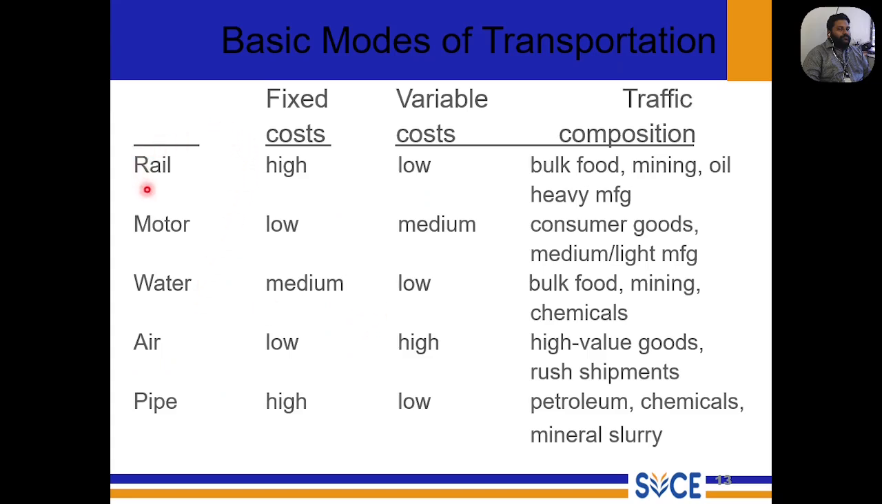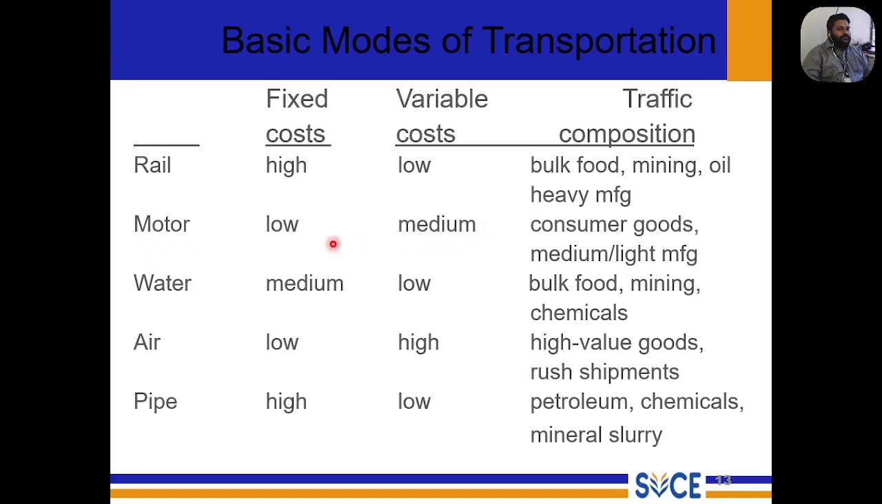When you think about the railway, the fixed cost is very high, but the variable cost is low. So what is the composition which can be used in railways? Bulk food, mining, oil, and heavy manufacturing machines can be transported by rail. When you talk about the motor carrier, low fixed cost is required, and the variable cost is medium compared to the railway aspect.